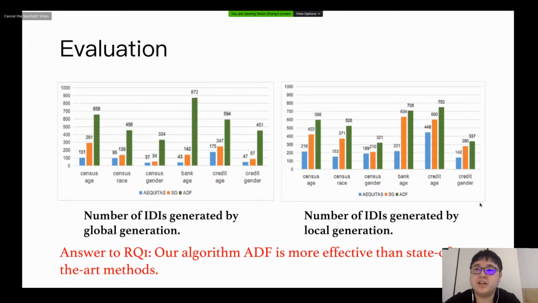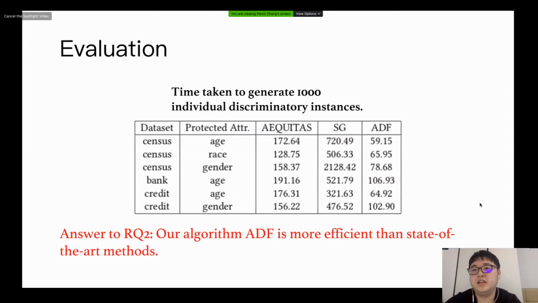First, we conduct the effectiveness evaluation phase by phase for a fair comparison. In both global and local generation, we try to generate 1,000 test cases and check whether they are individual discriminatory instances. It is evident that our algorithm ADF is more effective than state-of-the-art methods. Next, the table lists the time each method takes to successfully generate 1,000 individual discriminatory instances. It is clear that our algorithm ADF is more efficient.